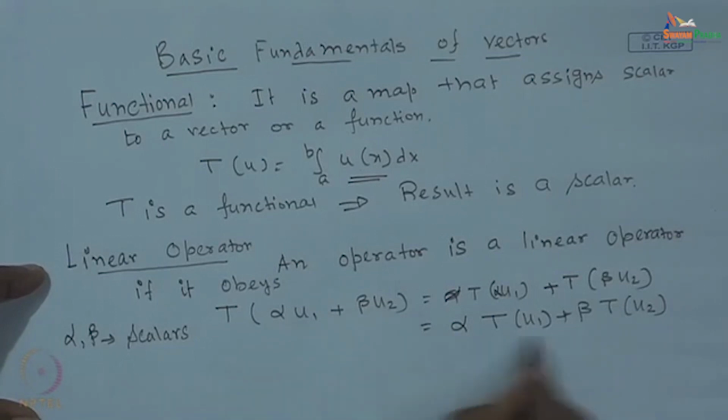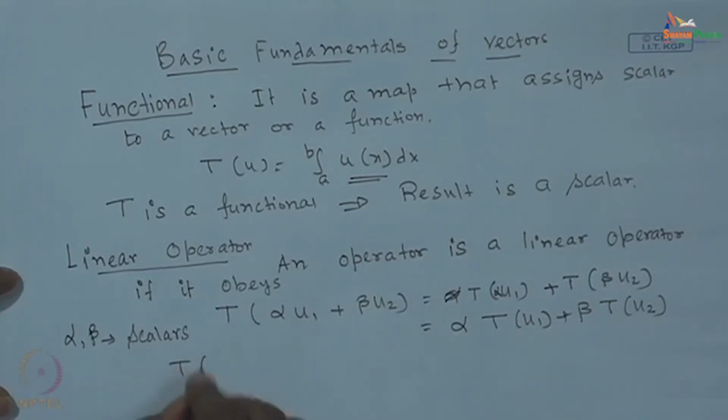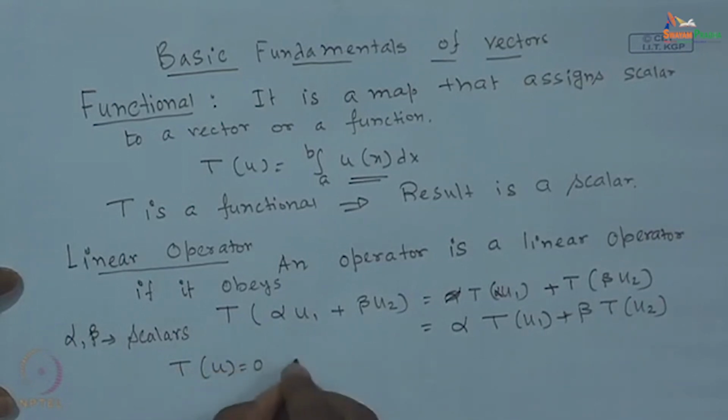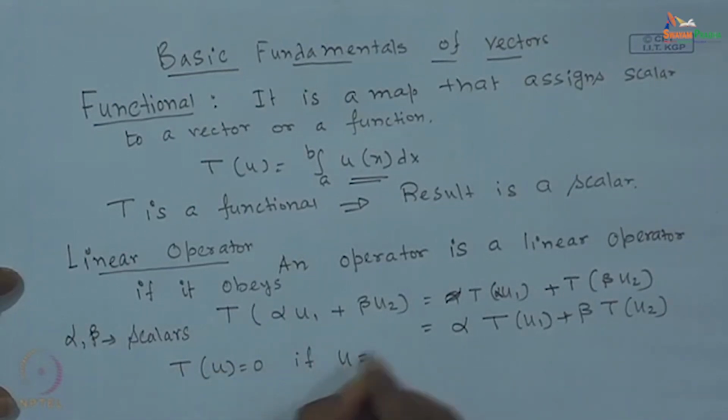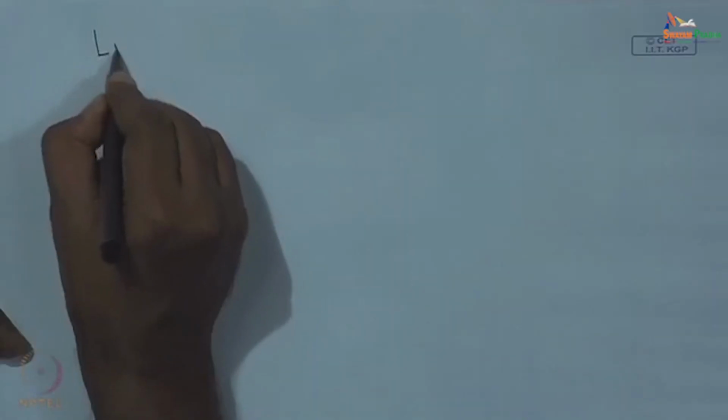If this relationship is obeyed, then the operator T is called a linear operator, and T of u is equal to 0 if the function or vector itself is a 0 vector. Once we define the linear operator, then we will be in a position to define the linear combination of vectors.